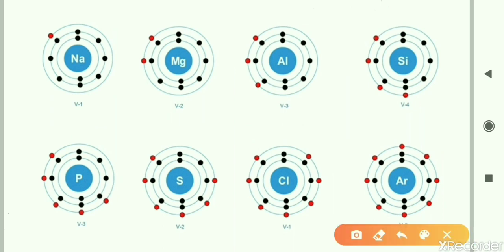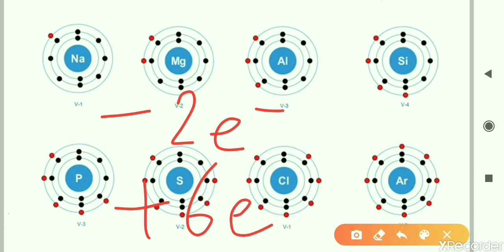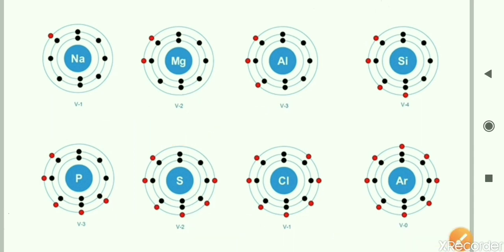Similarly, for magnesium, the outermost electrons are 2 in number. For magnesium, 2 electrons can be lost easily compared to accepting 6 electrons, because 2 are already there. To make it 8, it has to accept 6 electrons. That is pretty difficult compared to losing 2 electrons. That is why magnesium has a valency of 2. It is written below.